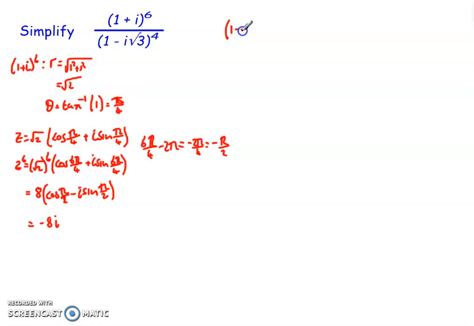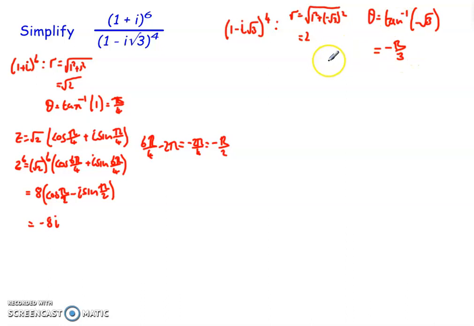So I've got 1 take away i times the square root of 3, to the power of 4. So same initial steps, find it in polar form, then we take it from there. So I need my r, well in this case I know r is going to equal square root of 1 squared plus negative root 3 squared. So 1 squared is 1, negative root 3 squared is 3, 1 plus 3 is 4, square root of 4, again, hope you know that by now, is 2. Theta is equal to tan minus 1. Remember, it's y over x, so imaginary part over real part, of negative root 3. Tan minus 1 of negative root 3 in this case quite simply gives me negative pi by 3.